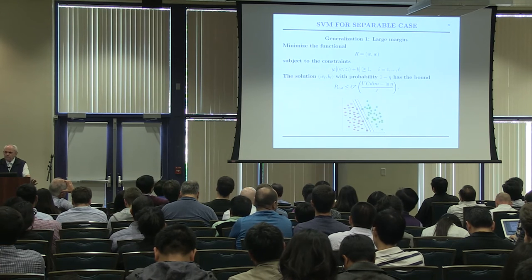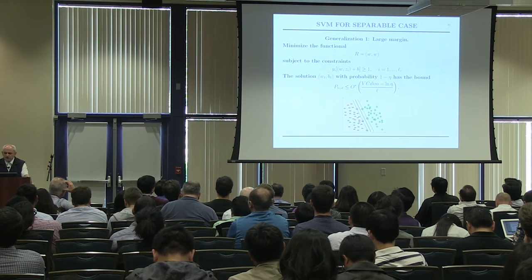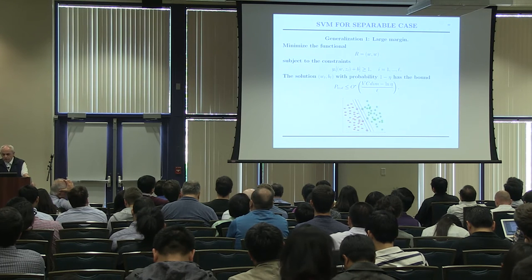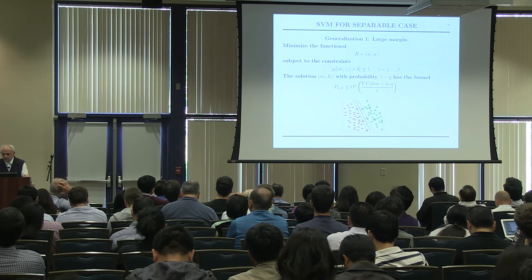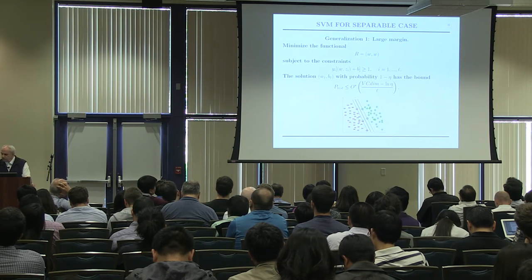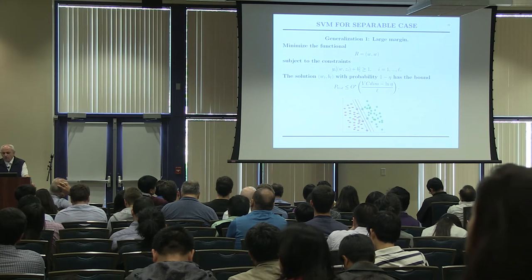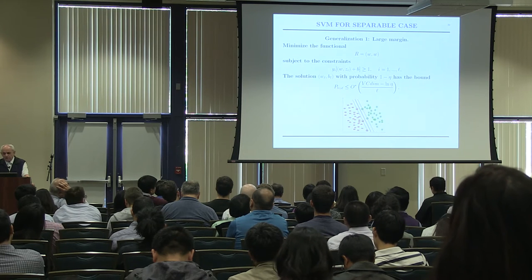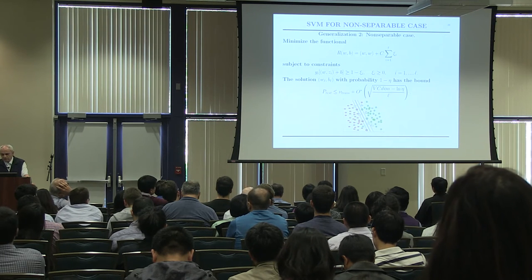So let me first introduce SVM for the separable case. Here the slack variables are equal to zero. I minimize the norm, which means I minimize the VC dimension under some constraint. And I have the bound, which has no square root: VC dimension over the number of observations.